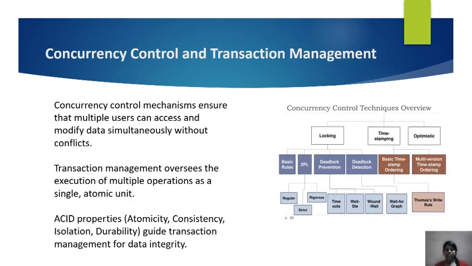Let us see our next topic, that is nothing but concurrency control and transaction management. Concurrency control mechanisms ensure that multiple users can access and modify data simultaneously without conflicts. Transaction management oversees the execution of multiple operations as a single atomic unit. ACID properties, that is nothing but atomicity, consistency, isolation, durability, guide transaction management for data integrity. And here is a classification of concurrency control techniques overview.